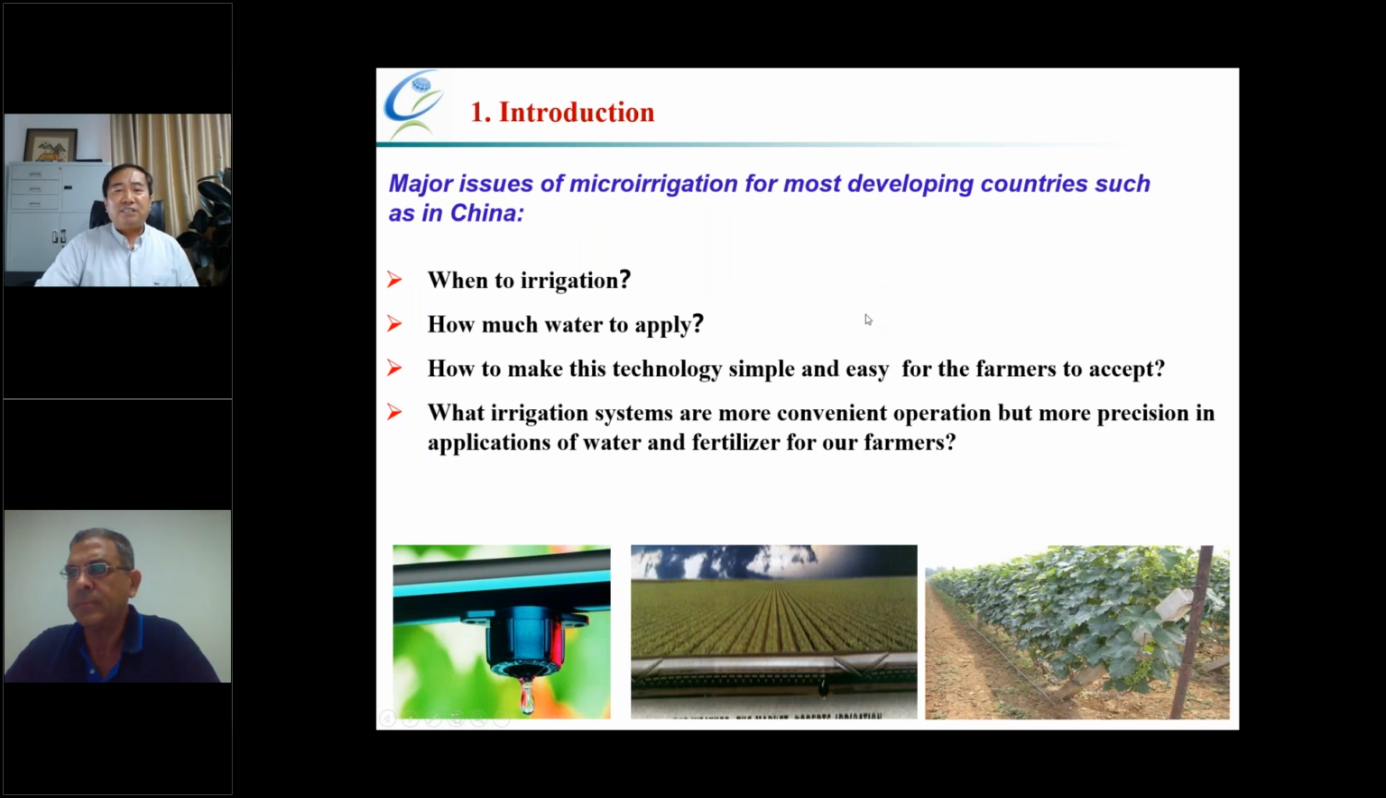The major issues of micro-irrigation for most developing countries, such as China, include: first, when to irrigate; second, how much water to apply; third, how to make this technology simple and easy for the farmers to accept. And finally, the irrigation systems should be more convenient to operate, but with more precision in the application of water, for our farmers.